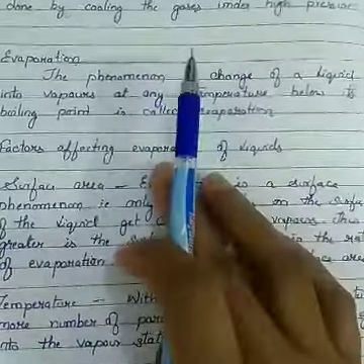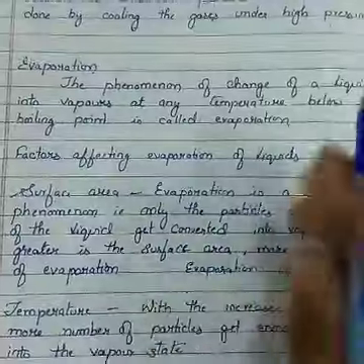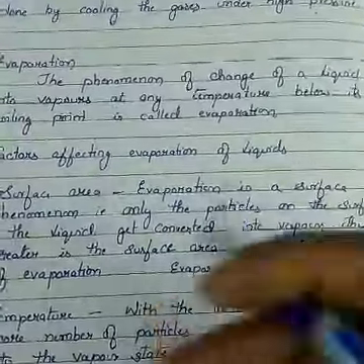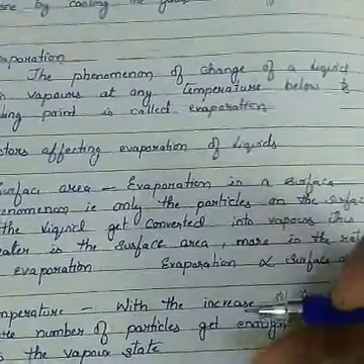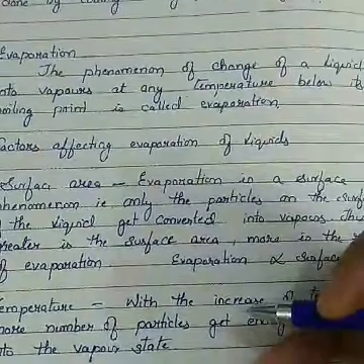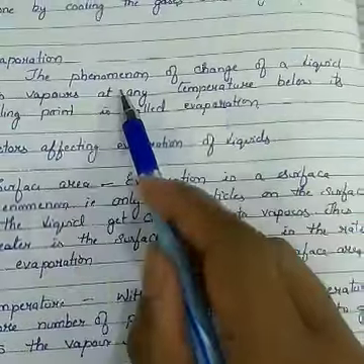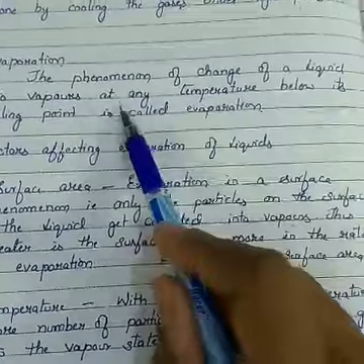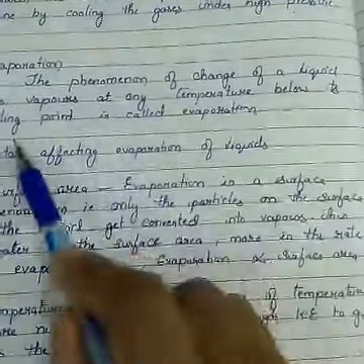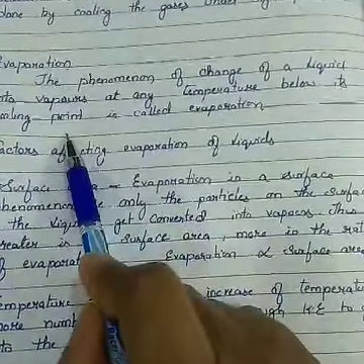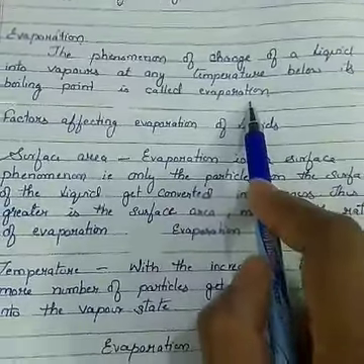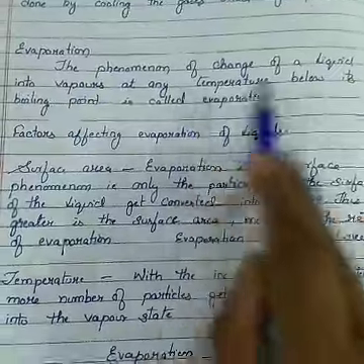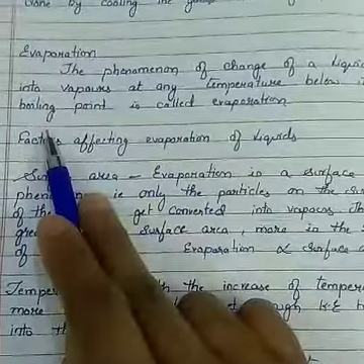What is evaporation? Evaporation is the process of changing of liquid into vapors at any temperature. We'll go with the definition. The phenomenon of the change of a liquid into vapors at any temperature below its boiling point is called evaporation. So evaporation is the change of liquid into the vapor at any temperature below its boiling point.